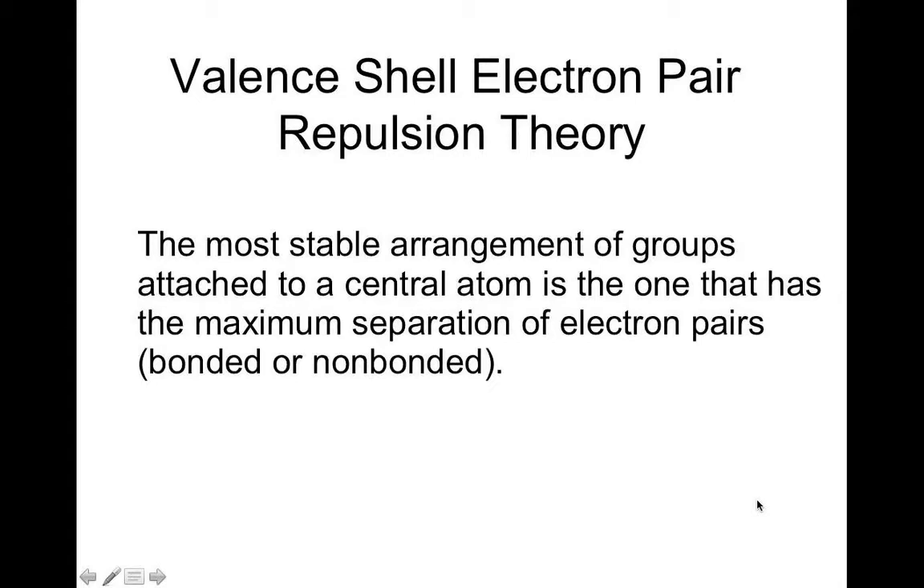Organic chemists often make use of VSEPR, or valence shell electron pair repulsion theory, to help explain the shape or structure of organic molecules. Recall that VSEPR theory tells us that the most stable shape of a molecule is the one that includes the maximum separation of electrons in each orbital.